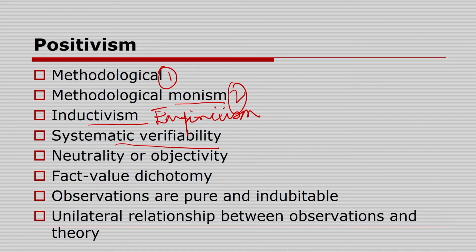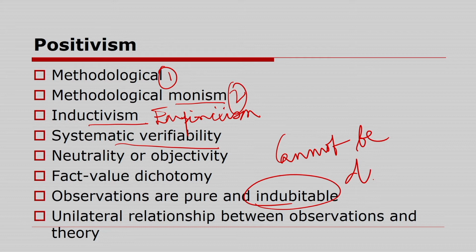As empiricists and inductivists suggested that we must start with observations, positivists also argue that we must start with observations. But why? Precisely because observations are pure and indubitable. Observations are pure in the sense that they do not have any recourse to theory or theoretical commitment, and observations cannot be doubted. Indubitable means cannot be doubted.